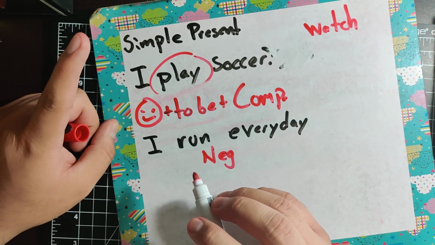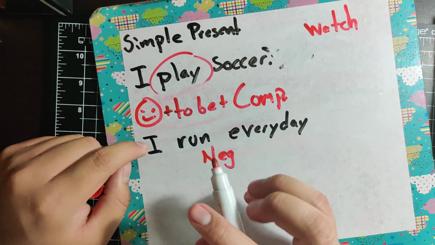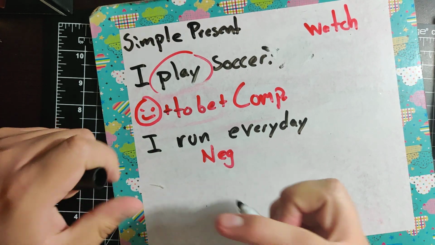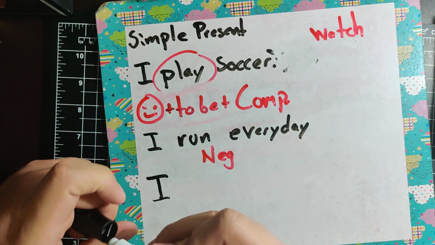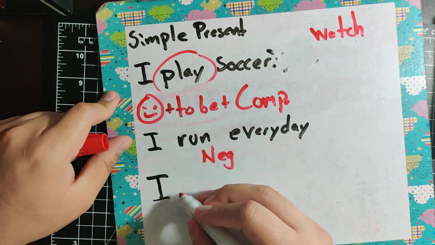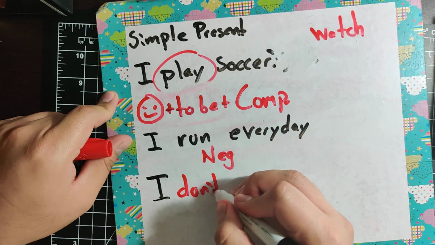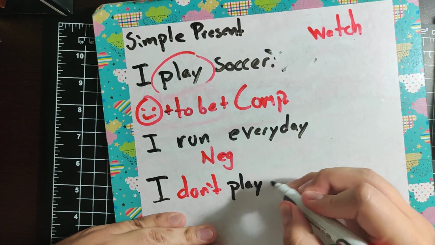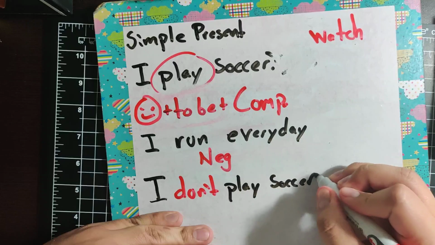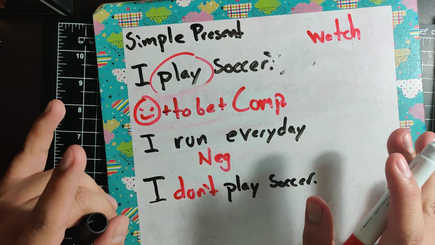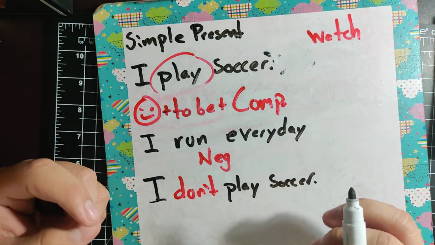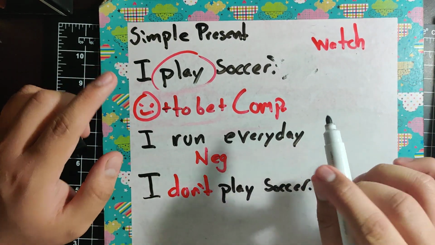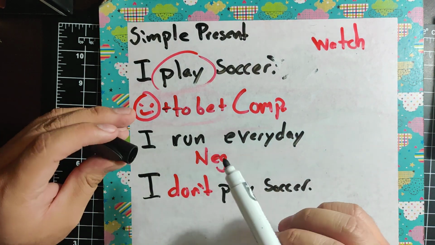You don't play soccer. You don't like it. Okay? I'm going to write, negative will be I don't play soccer. Ay, disculpa por cómo estoy haciendo todo esto. No estoy acostumbrado a hacer los videos, entonces es mejor dándolos a la clase. But as you guys can see, I play soccer, I don't play soccer.